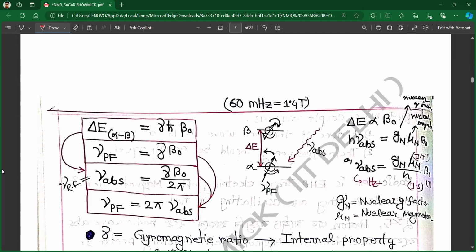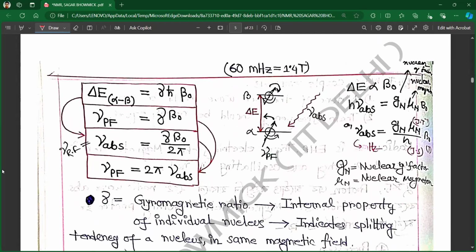Now, these formulas I have written here again. Delta E equal to gamma h-cross B naught. Nu precessional frequency equal to gamma B naught. So these both are mutually related, precessional frequency. From here, this formula is coming: nu precessional frequency equal to 2 pi nu absorbed.